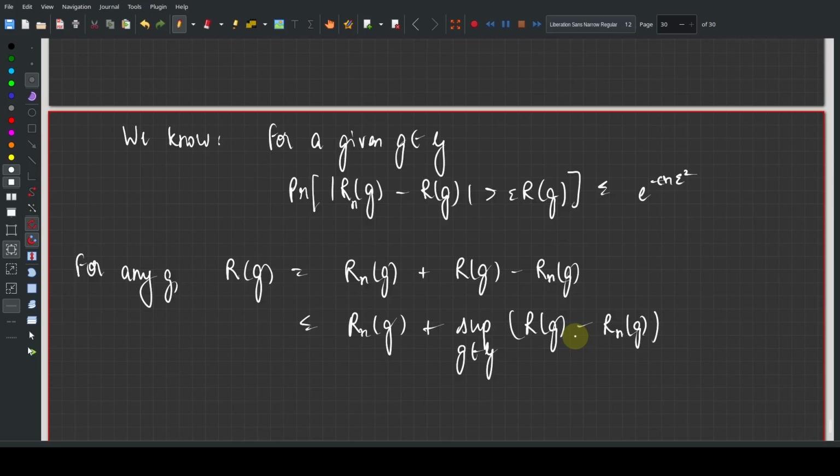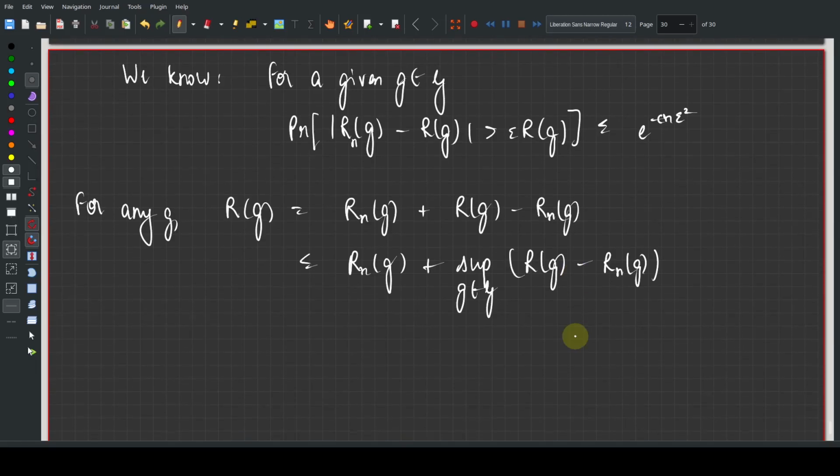Sorry? The maximum will be 1. The maximum will be 1, but I want to show that it is significantly smaller than 1. Yeah, that's the goal. Right? Because I know that R of G is anyway less than or equal to 1, so that's not particularly helpful. But what I effectively want to show is that this quantity is really, really small.